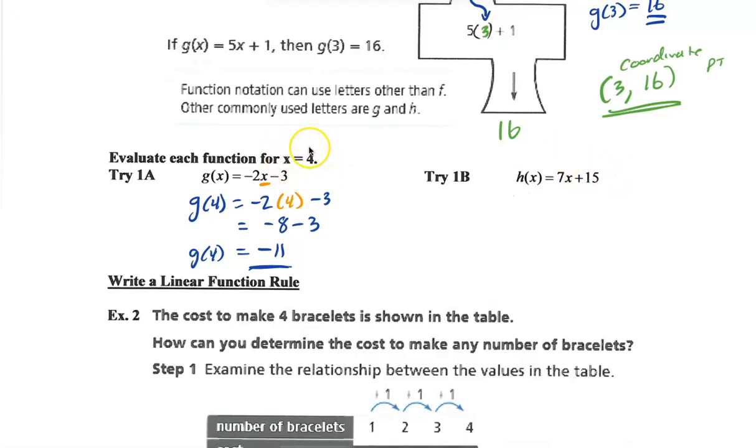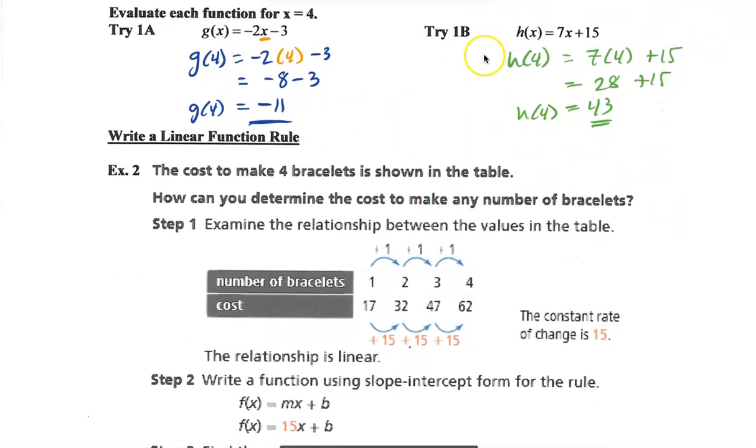Okay, this one, same idea. We're also substituting in 4. So it's going to be h of 4. So that's just going to be 7 times 4 plus 15. So 7 times 4 is 28 plus 15 would be 43. That'll be our answer, right? Or h of 4 equals 43. So that's the idea. Okay, that's how you evaluate a function.